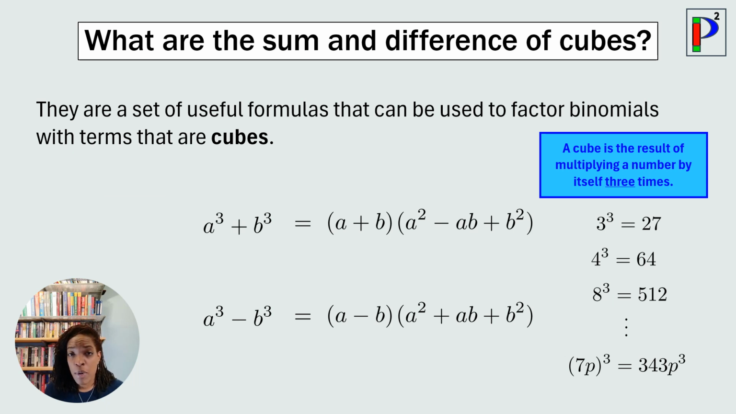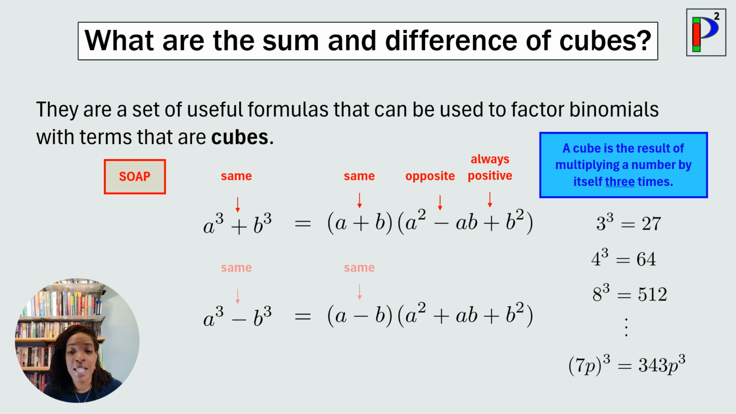In order to remember those, we use an acronym called SOAP. SOAP stands for same, opposite, and always positive. Again, your first sign will be the same, second sign will be opposite, and your last sign is always positive.